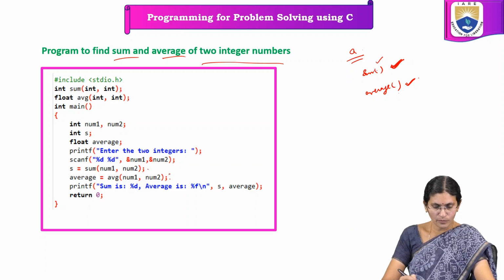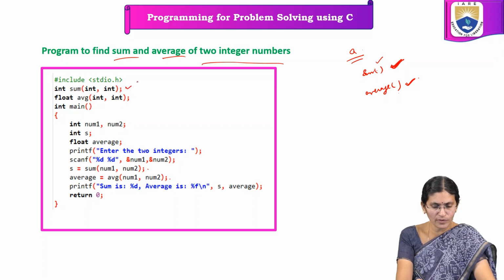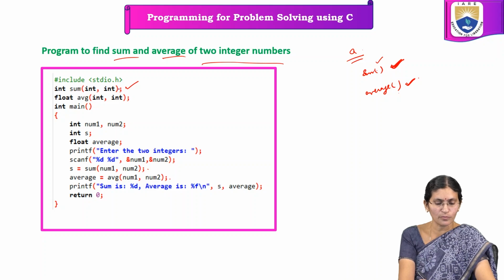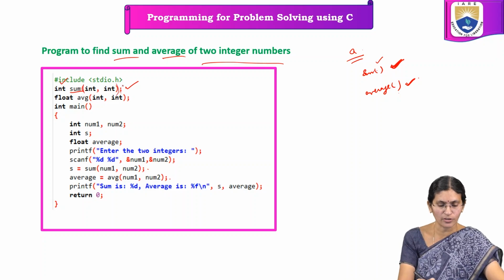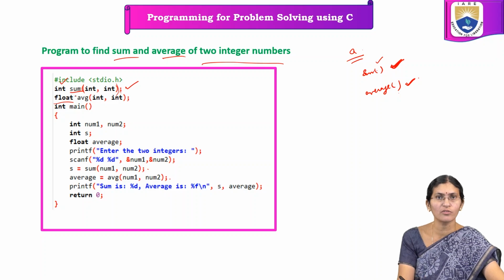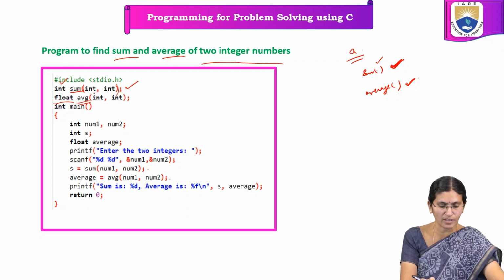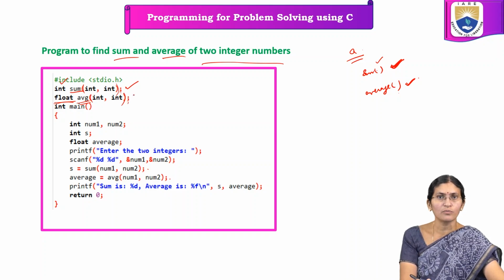So let us see the program first. First we have declared the function. This is the function prototype. Return type is integer. Name of the function is sum, and it accepts two integer arguments. Next, the name of the function is average, avg. Return type is float and it accepts two integers. So at the end we need to put a semicolon.